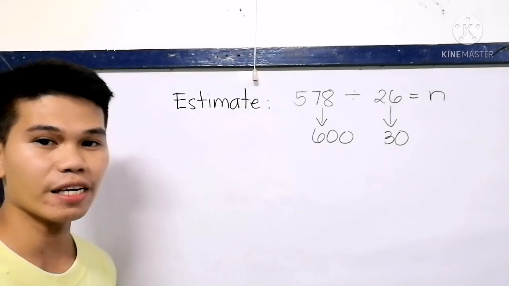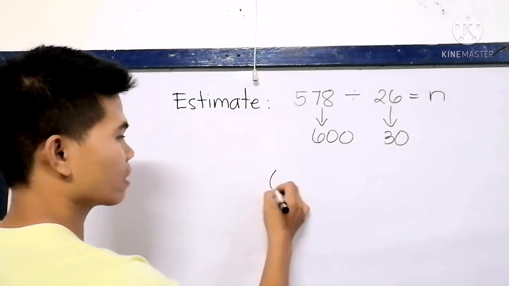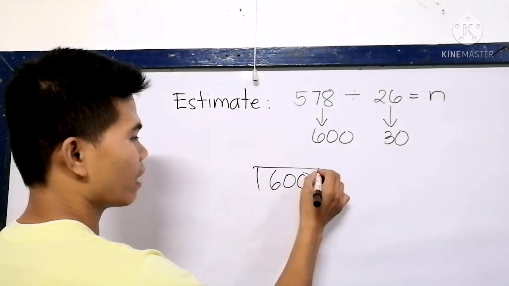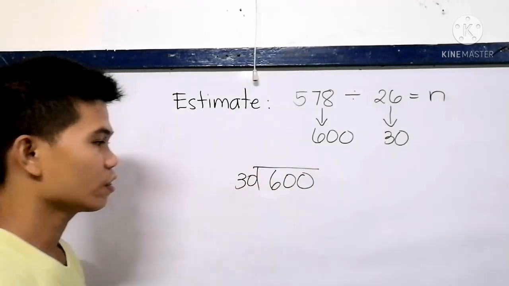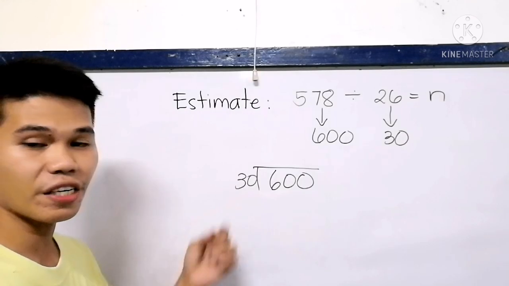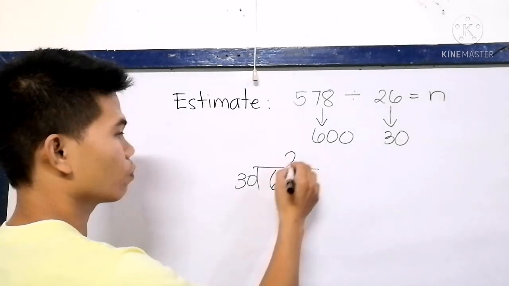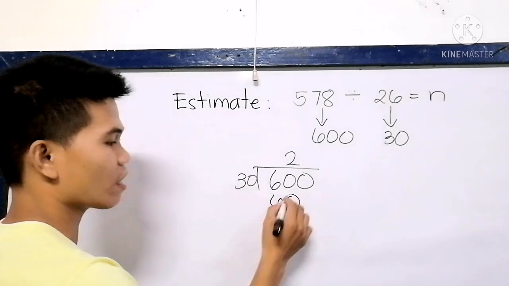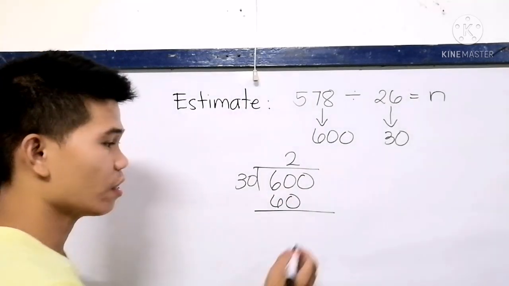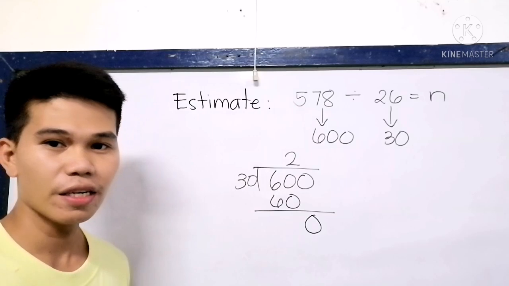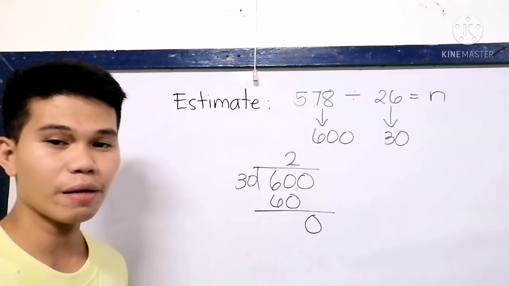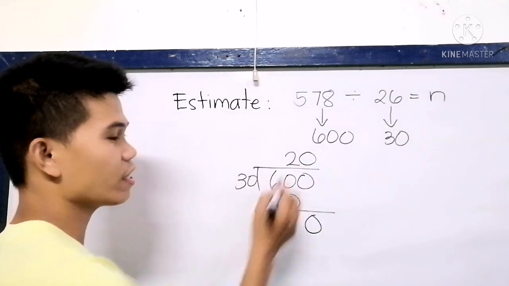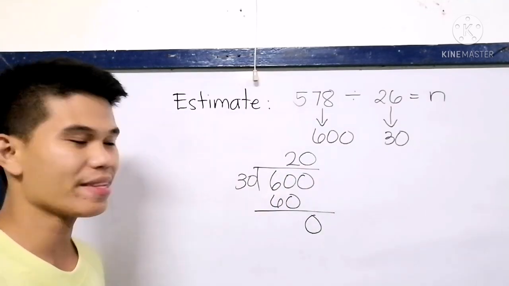Now let's divide the rounded up numbers. We have 600 divided by 30. So 60 divided by 30 is equal to 2. Then 2 times 30 is equal to 60. Then bring down 0. Now, you can add the number of zeros of the dividends to the quotient. So therefore, the estimated quotients will be 20.